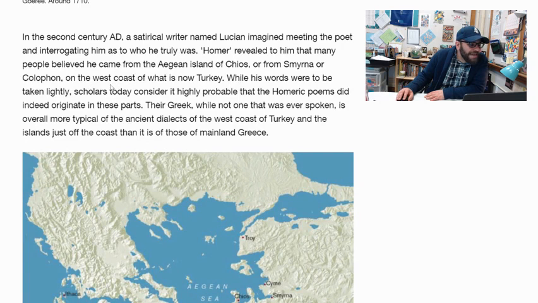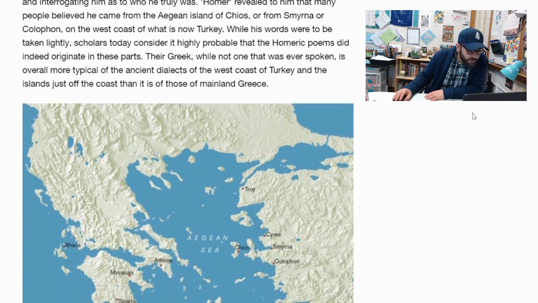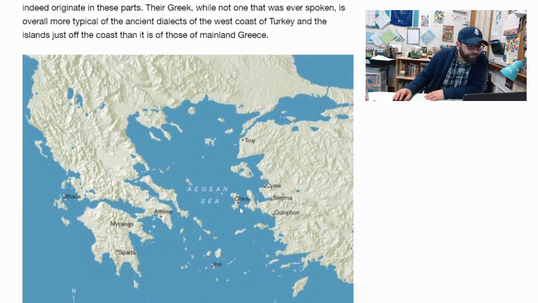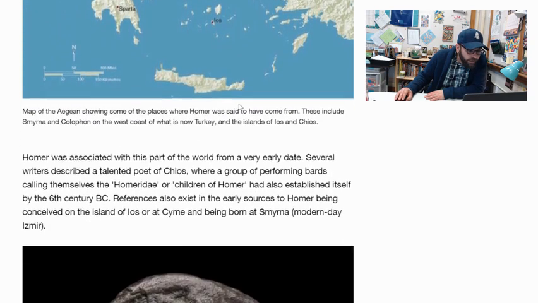While his words were to be taken lightly, scholars today consider it highly probable that the Homeric poems did indeed originate in these parts. Their Greek, while not one that was ever spoken, is overall more typical of the ancient dialects of the west coast of Turkey and the islands just off the coast than it is of those of mainland Greece. Here we see that's Chios, and that was mentioned in both articles that we're reading here today.